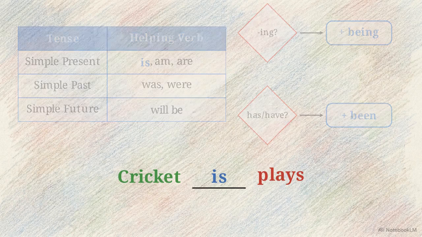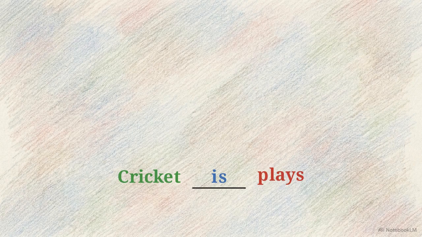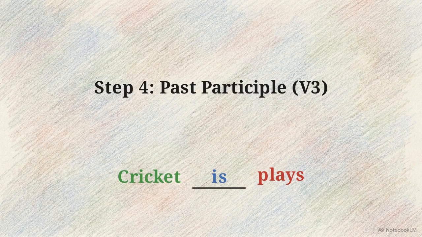Step 4 requires you to transform the main action verb into its past participle, commonly called V3. We take the red word plays, morph it into played, and slot it in right next to our helping verb to lock in the passive structure.